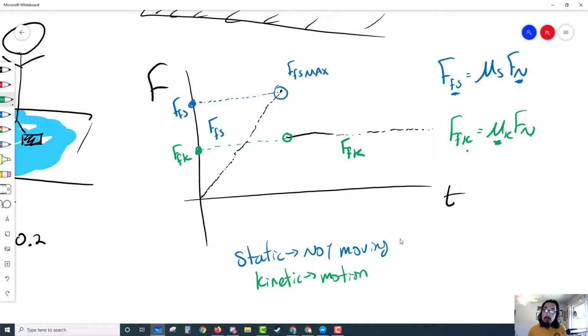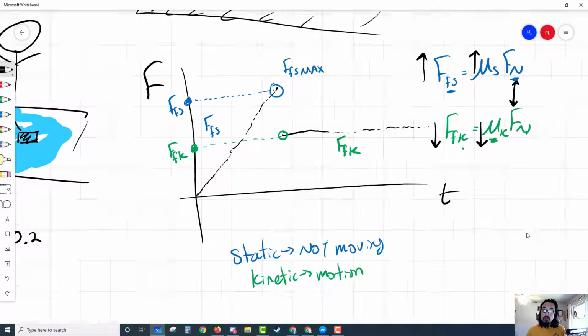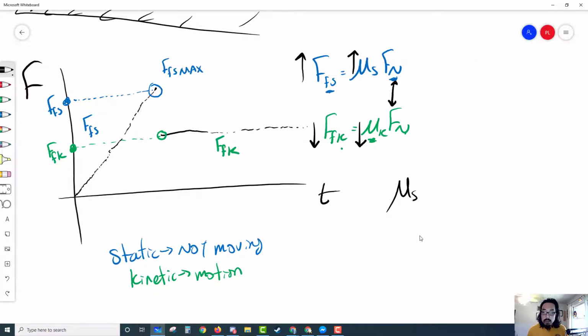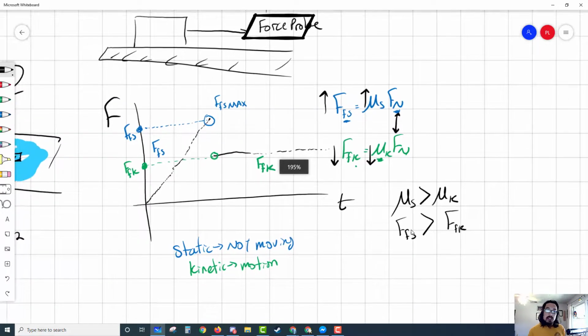Now here's what's important. If we're using the same object, and the same object will have the same normal force, and we know that the force of friction static is greater than the force of friction kinetic, we can say that the coefficient of static friction is greater compared to the coefficient of kinetic friction. And this is a universal truth that mu sub s is always greater than mu sub k. Okay, and therefore F of s is always going to be greater than F of k. All right? Now you might be wondering why. Why is this the case?